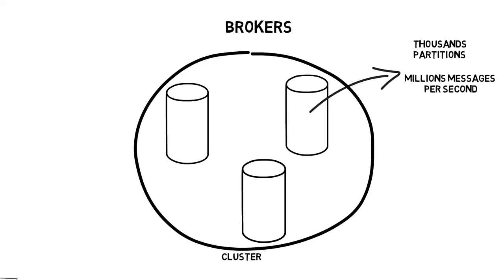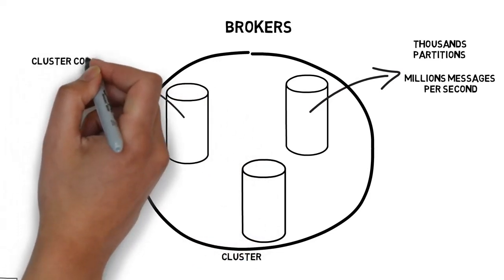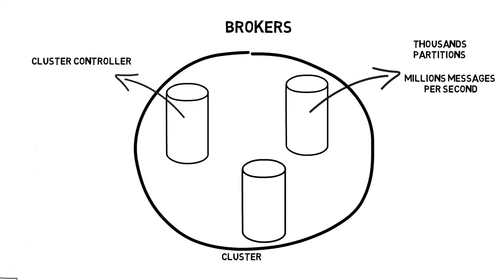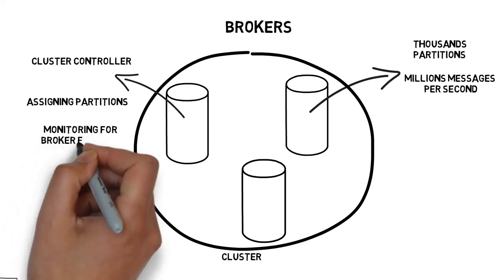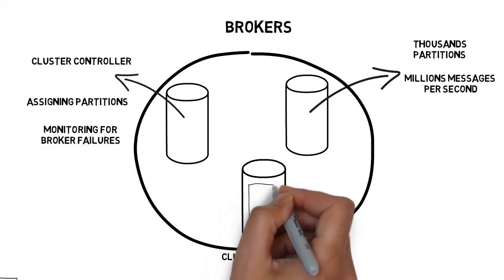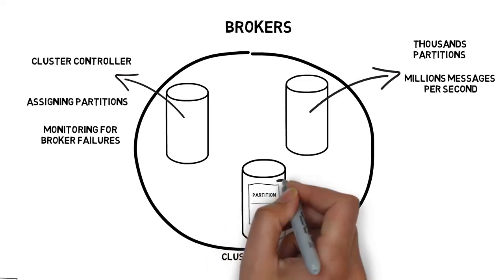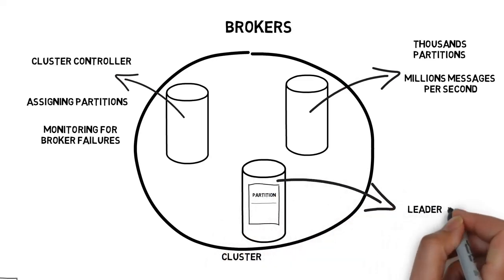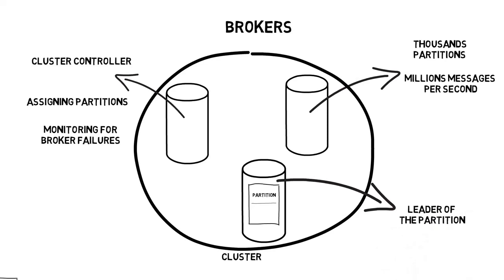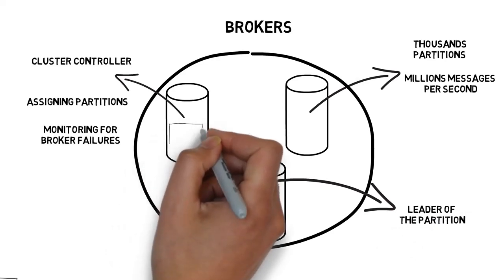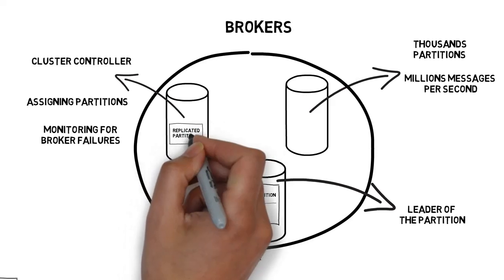Within a cluster of brokers, one broker will also act as the cluster controller. The controller is responsible for administrative operations, including assigning partitions to brokers and monitoring for broker failures. A partition is always owned by a single broker in the cluster, who is called the leader of the partition. The partition may be assigned to multiple brokers, which will result in the partition being replicated.